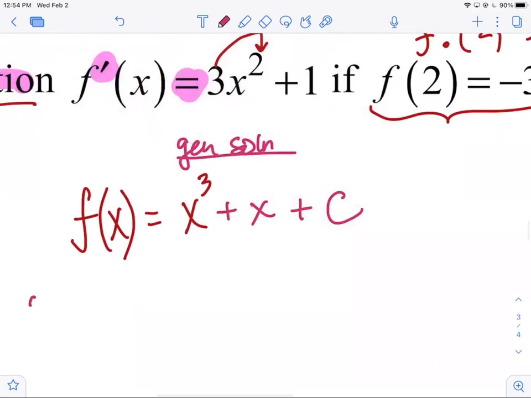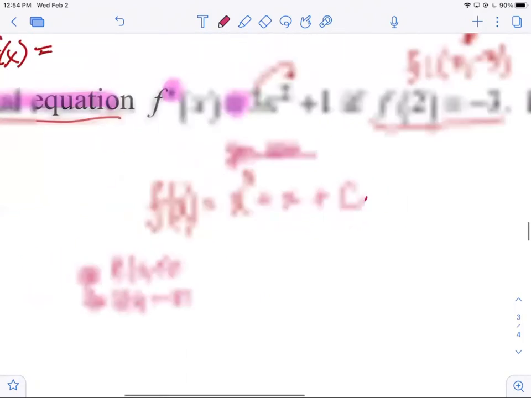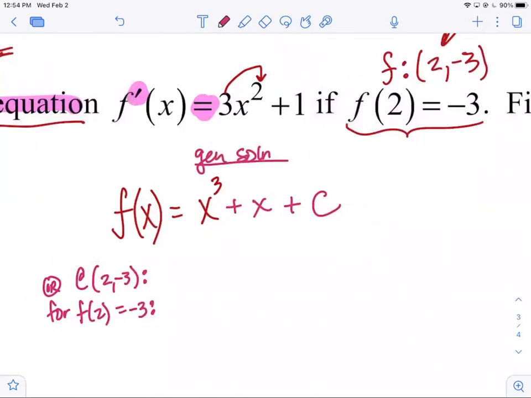Here's what we do. We say at the point (2, -3), colon. Again, we always indicate when we plug in a point somehow. Or you could say for f of 2 equaling -3, colon. That's just a little bit fancier. You're going to plug in now. So we're going to get -3 for f of x equals 2 cubed plus 2 plus c. So -3 equals 8 plus 2, which is 10. And we solve and we get c equals -13.